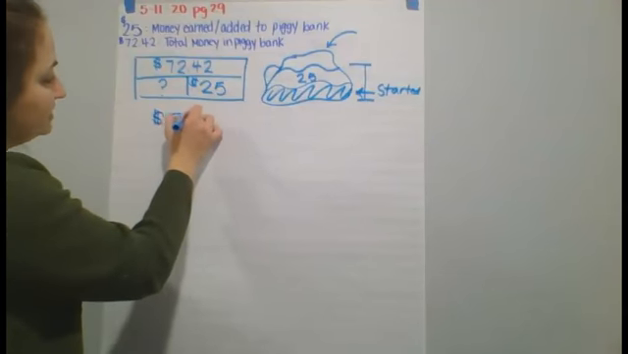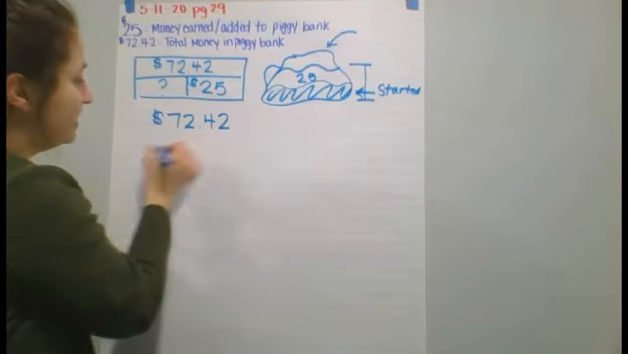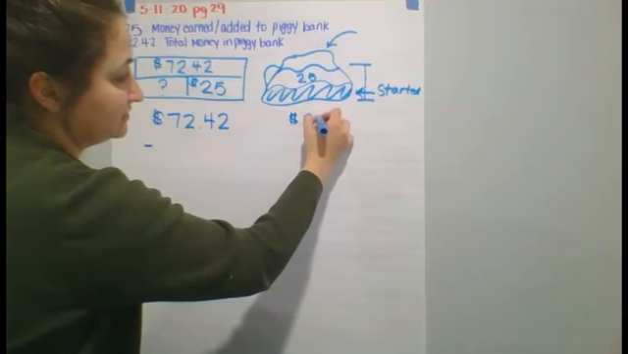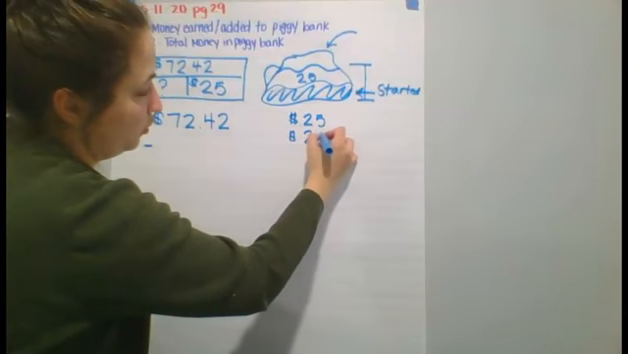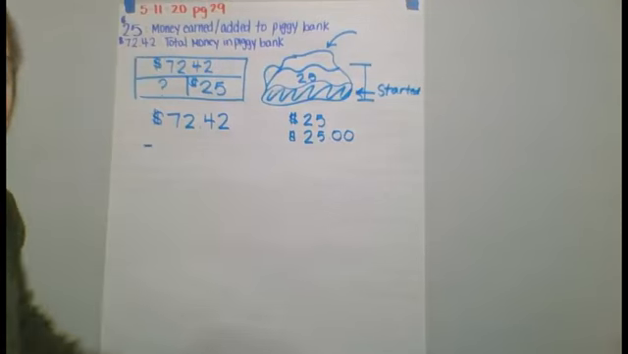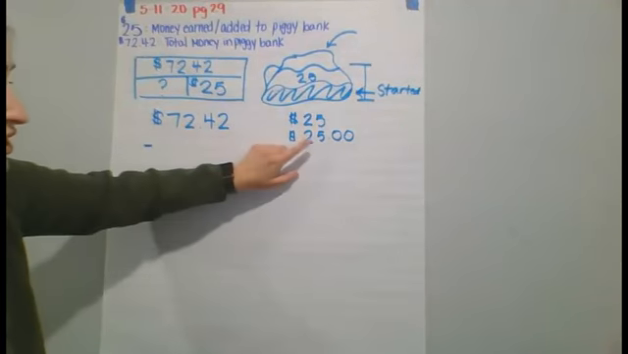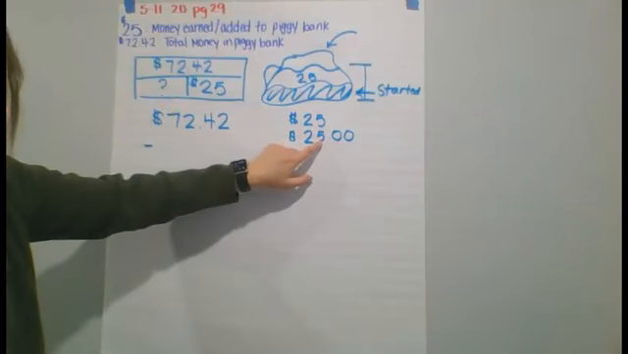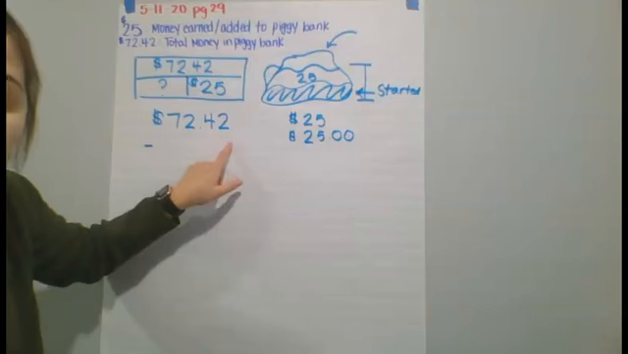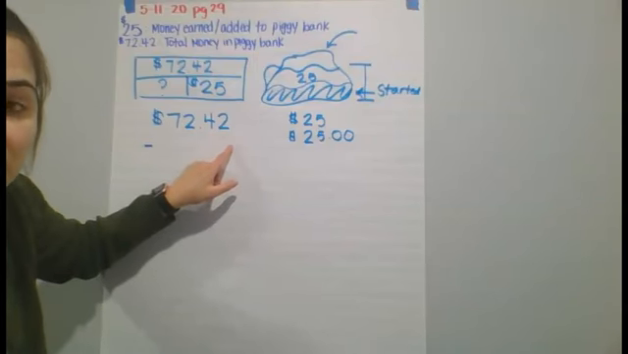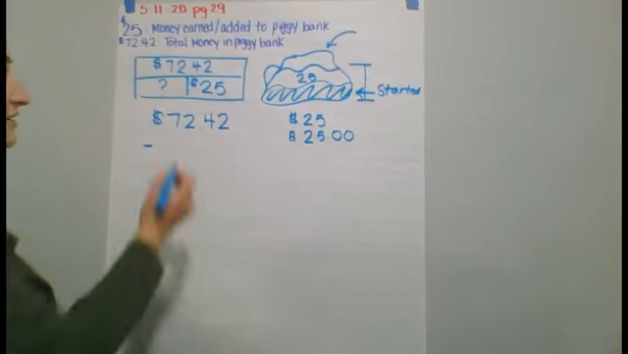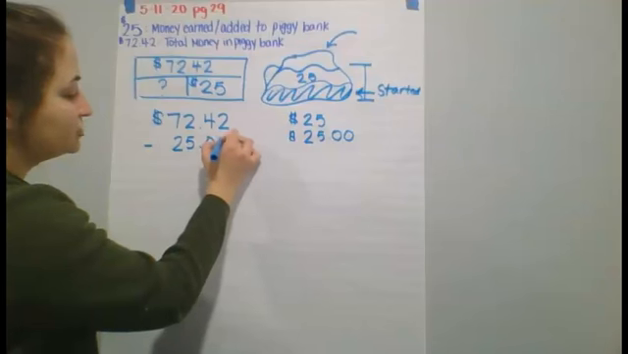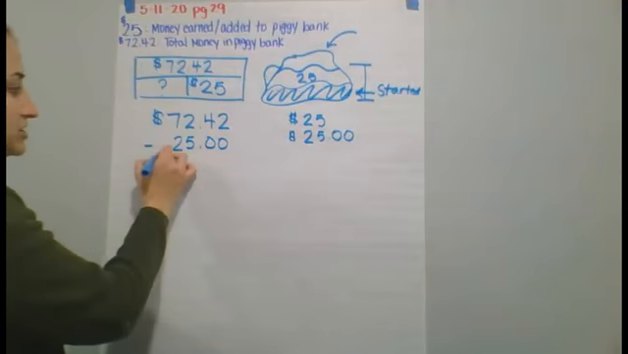So we want to take our $72 and 42 cents, and subtract $25. Remember, we can write $25 like this, or we can write it like this. You want to make sure you're putting your 2 in the tens place, under the 7, and the 5 in the ones place. If I put the 25 here, that only represents 25 cents, and I know it's not 25 cents. I actually have $25. So the 2 goes in the tens place, the 5 goes in the ones place, and then you want to make sure you have those zeros as placeholders.